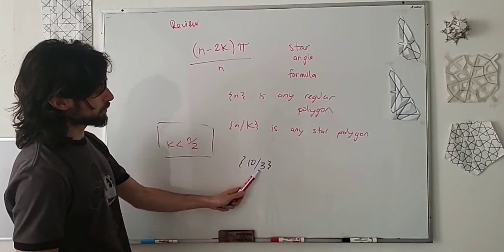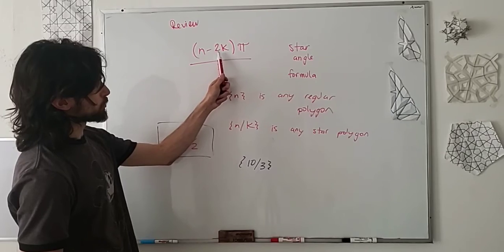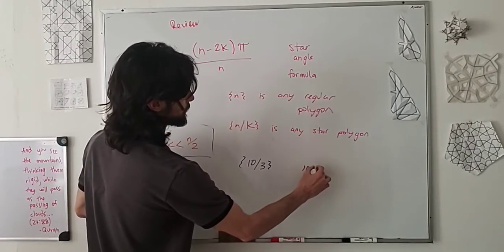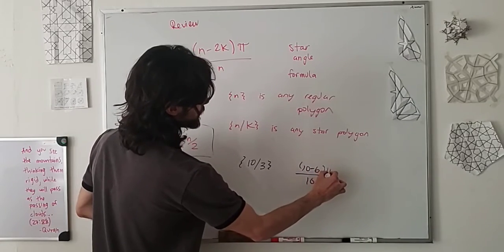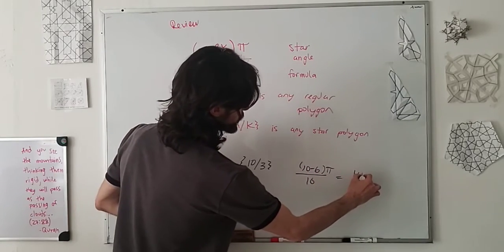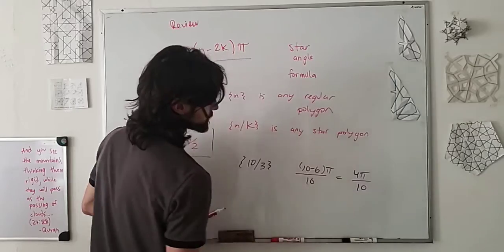Because k is 3, so 3 times 2, that's 6. So 10 minus 6 over 10. 10 minus 6 times pi. And so that's equal to 4 pi over 10.